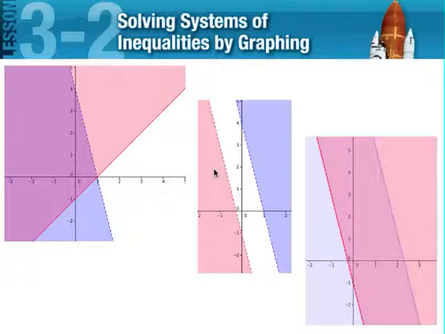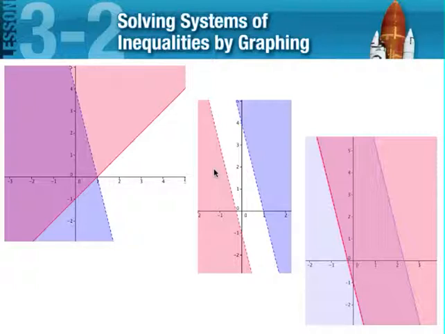Here, I don't have a solution set, right? Because there's nothing that's shaded both ways. So this one would be a no solution. This one here on the end, where's the solution going to be? In the middle, okay, like right here. All right, so that's what we're going to be doing today.